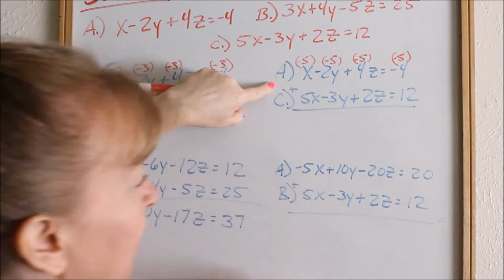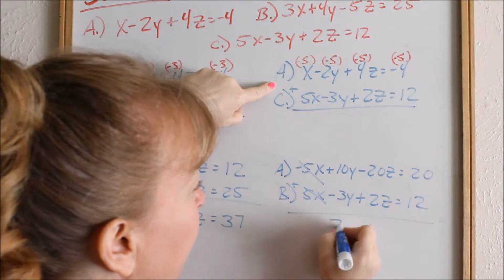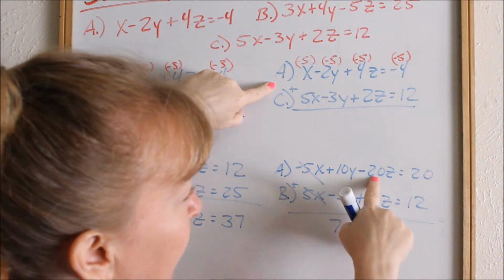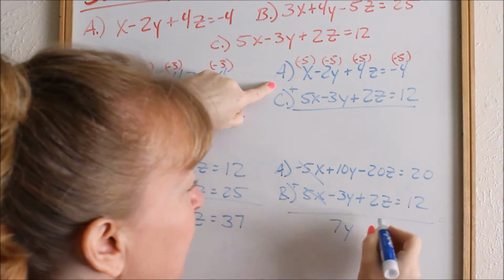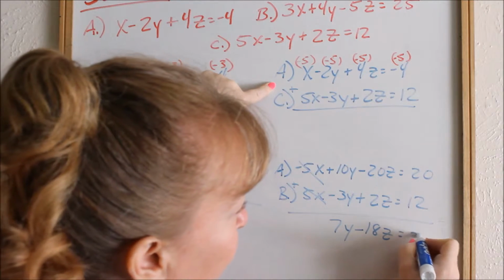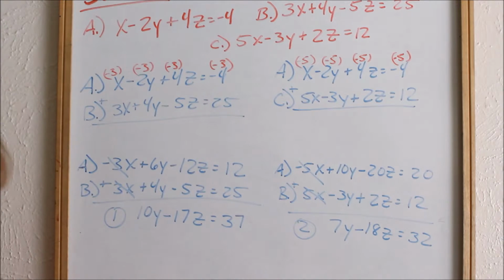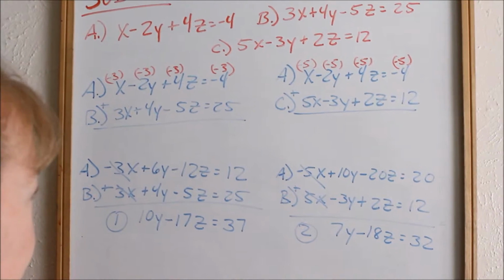Remember, I'm adding these together to eliminate. Those go away. 10y and a negative 3y is positive 7y, negative 20z and positive 2z is negative 18z, and then 32. I'm going to call this equation 2.